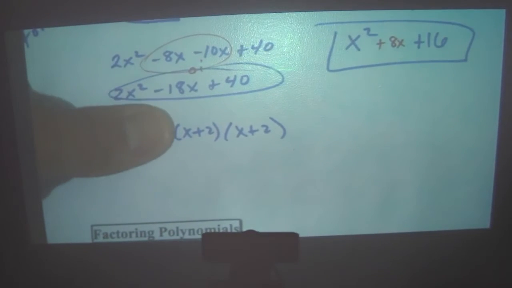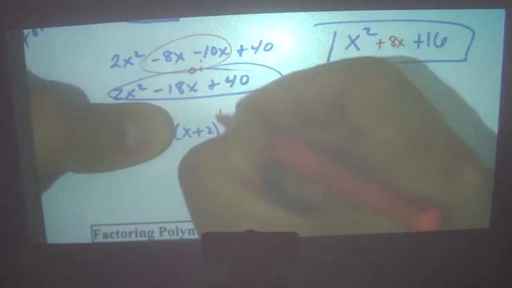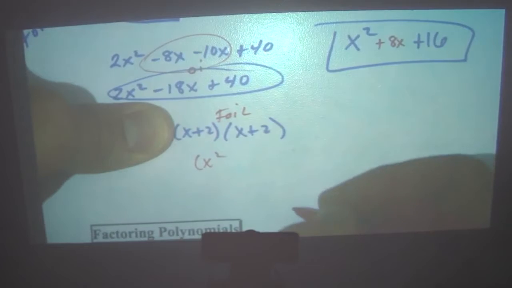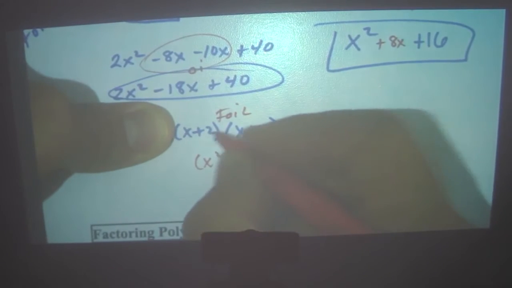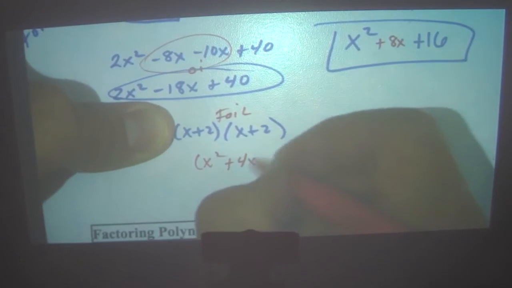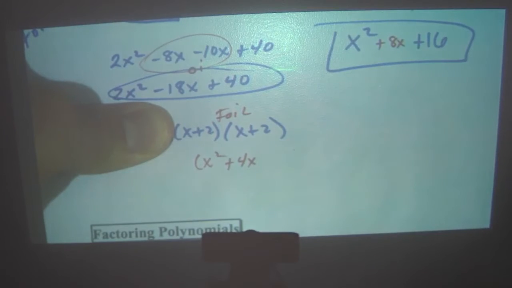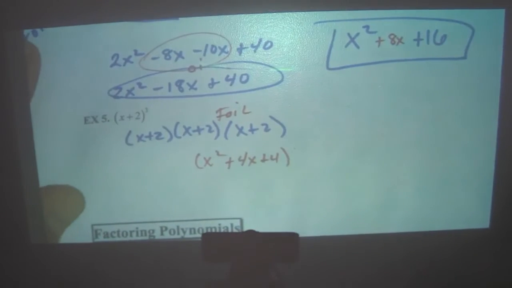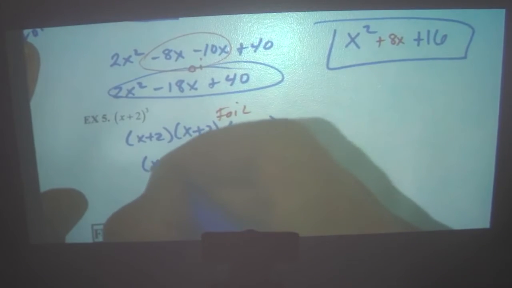What I like to do on this one, I just cover this one up and go ahead and FOIL this one. X times x we know is x squared. X times 2 is 2x. Now I have 4x if I combine those. And 2 times 2 is 4. Okay. Bring this guy down.